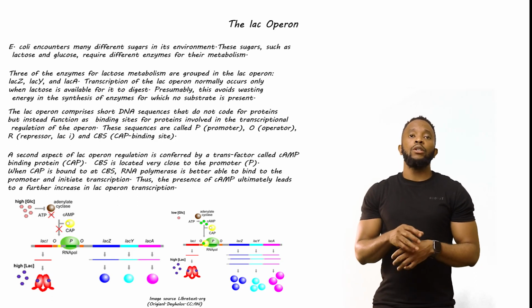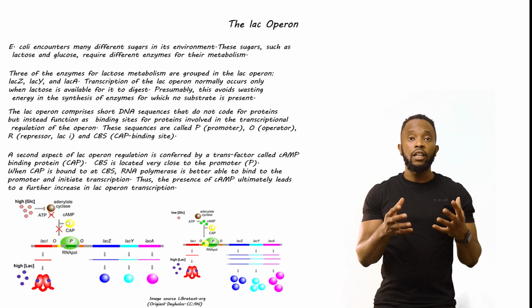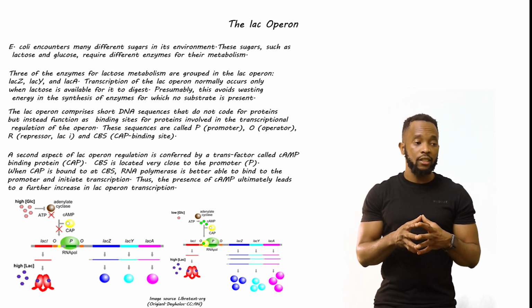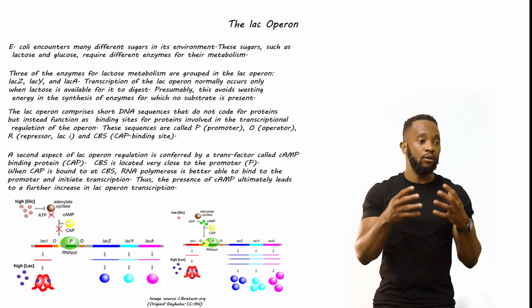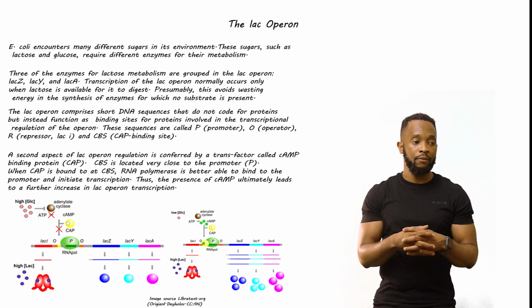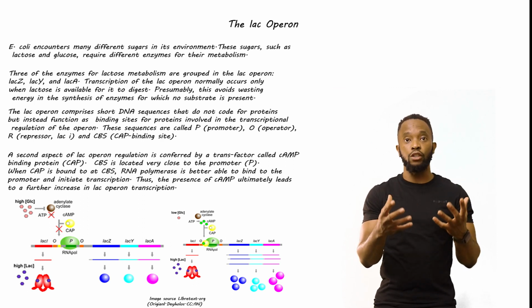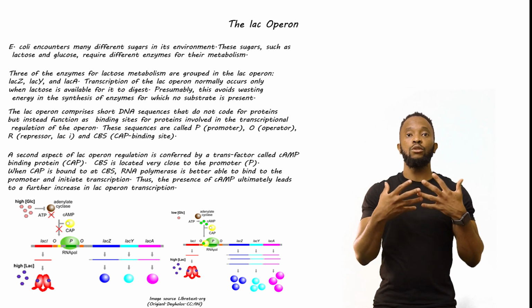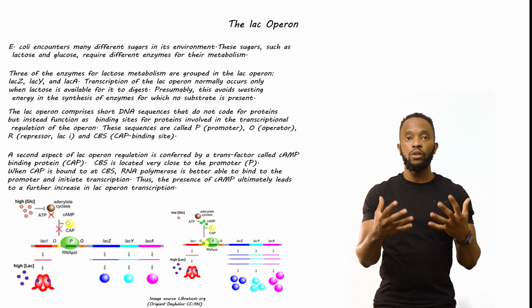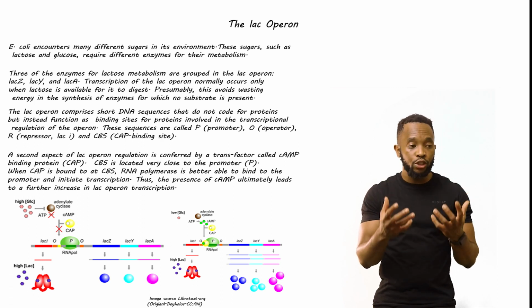In this mini lecture, we're going to talk about the Lac Operon and understand it a little bit. E. coli, which are prokaryotic cells, encounter many different types of sugar in the environment, some of which could be lactose, some of which could be glucose. And whether it's lactose or glucose, they need to express genes, proteins, in order to actually break down those sugars.